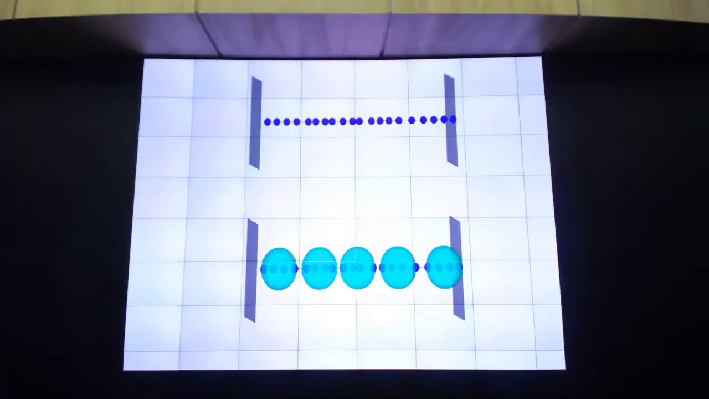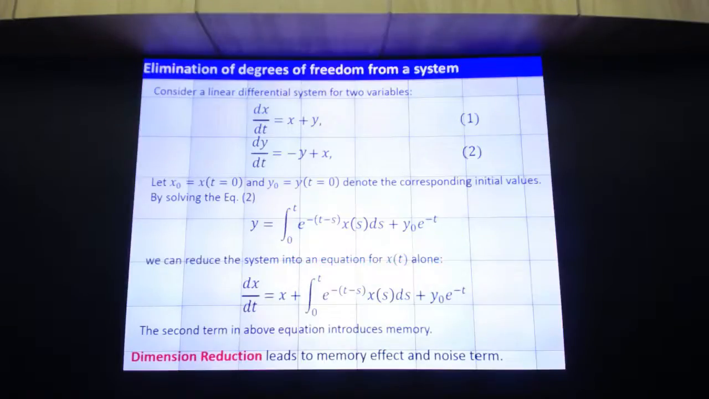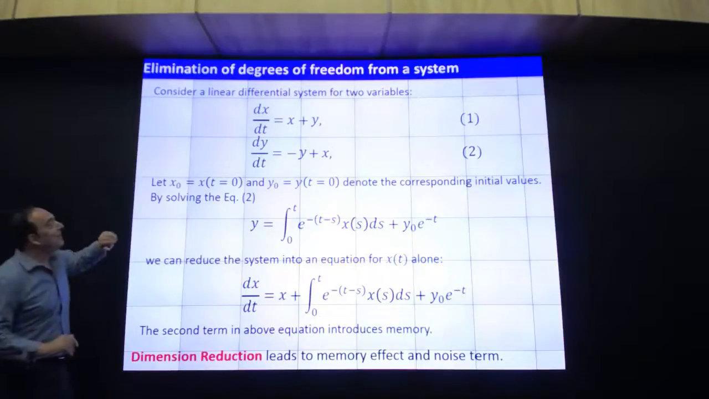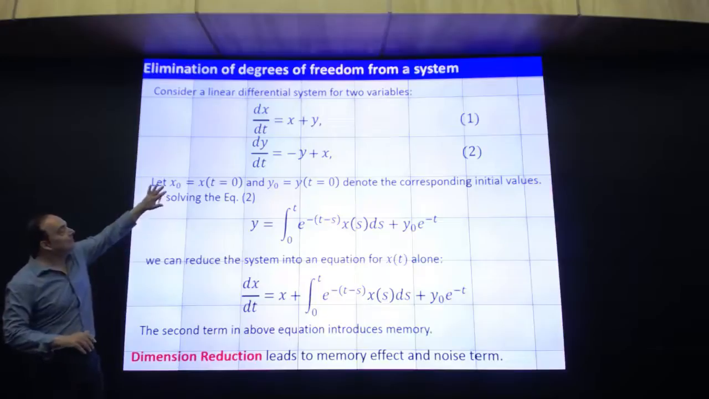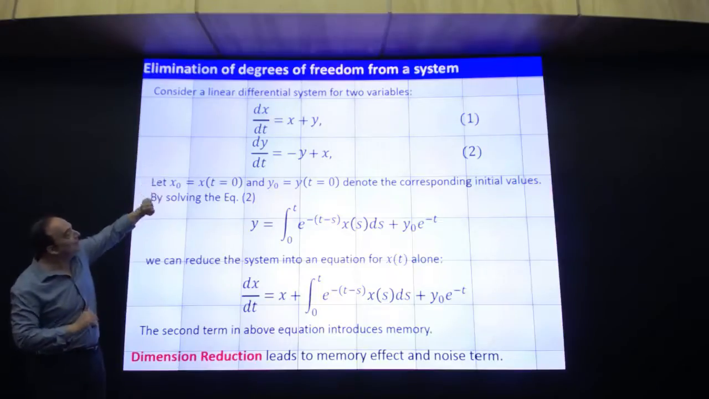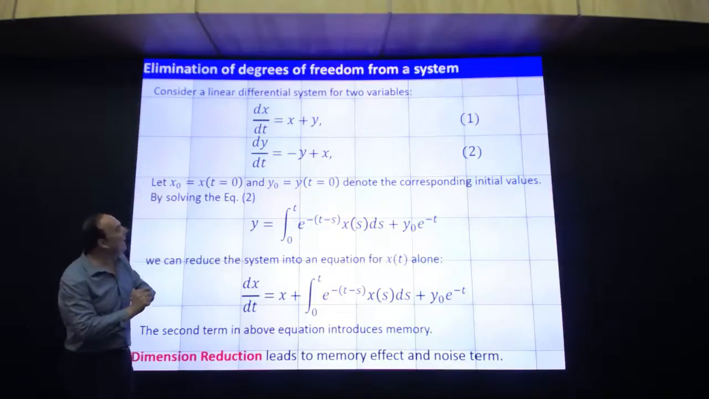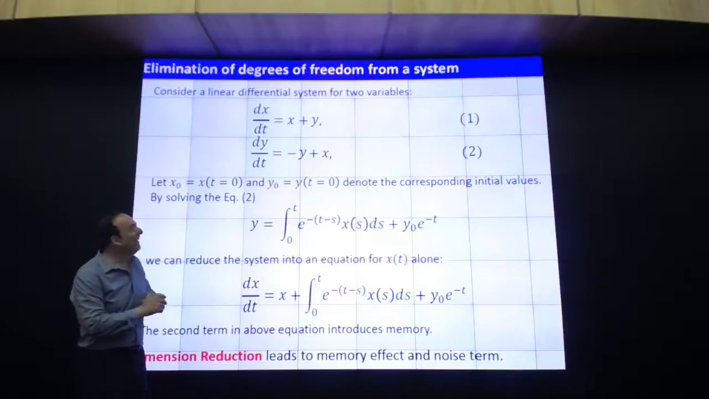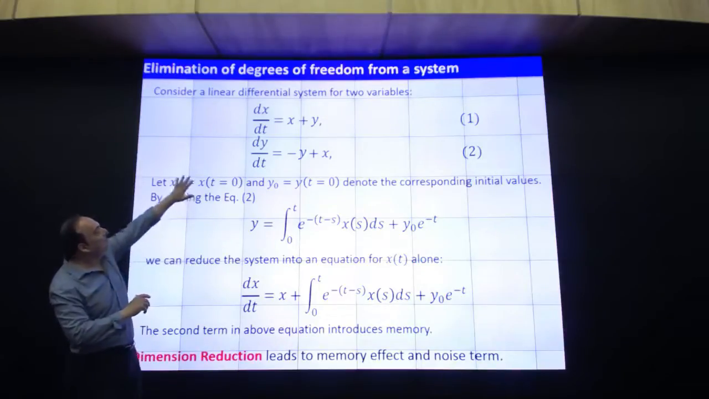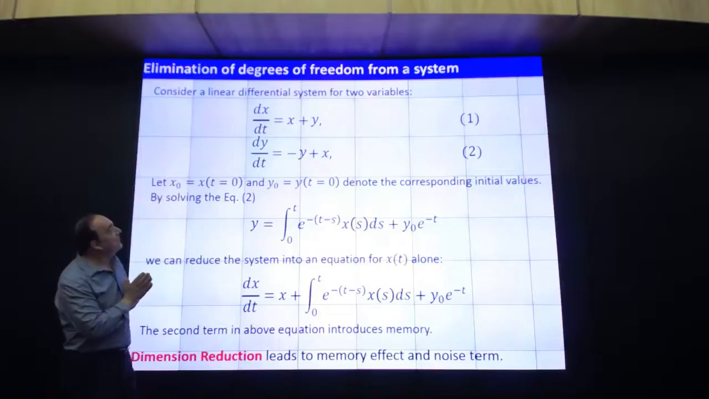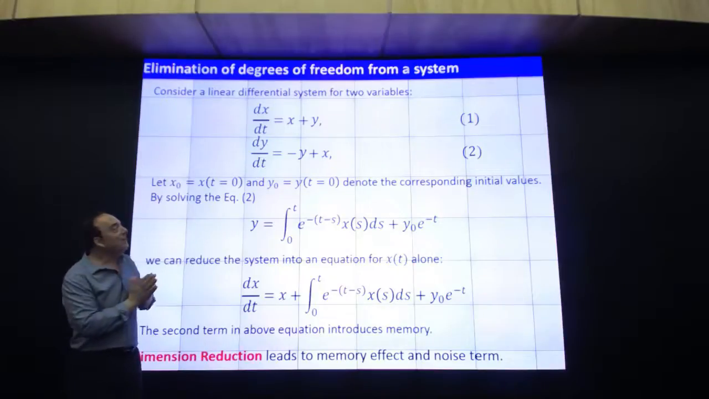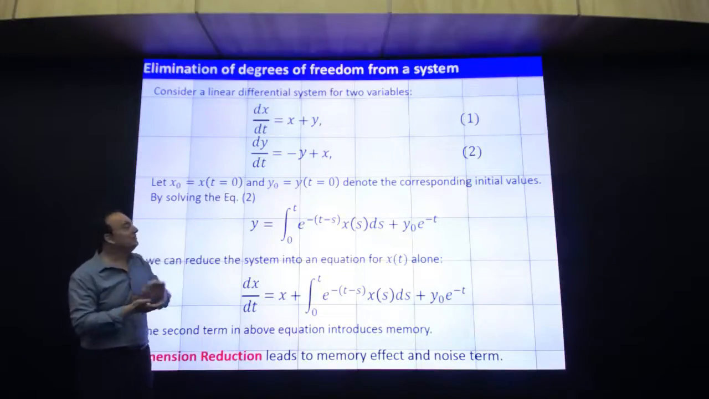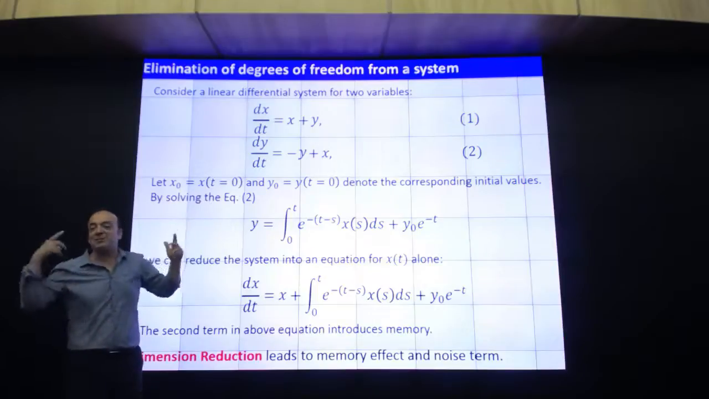So I'll give you another example. I think this is from Panos Stinis's notes. I put it here because it's early on. So this is, again, high school, Stanford High School. So let's take these 2 linear ODEs, and we'll eliminate Y. Okay, we'll eliminate Y, so the 2 degrees of freedom will become 1 degree of freedom.